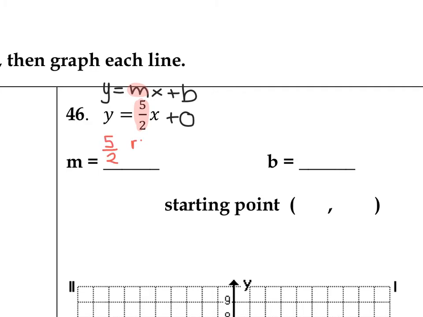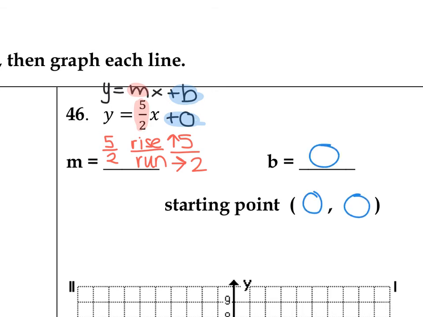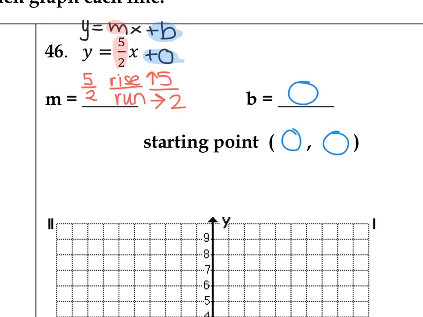So that is rise over run. Our slope, so our rise is positive 5, so that's up 5. And then our run is positive 2, so that's to the right 2. Then our b is what was added at the end. There was nothing added at the end, so I put a plus 0. So our y-intercept is 0, which is the point 0, 0. So we're starting right at the origin.